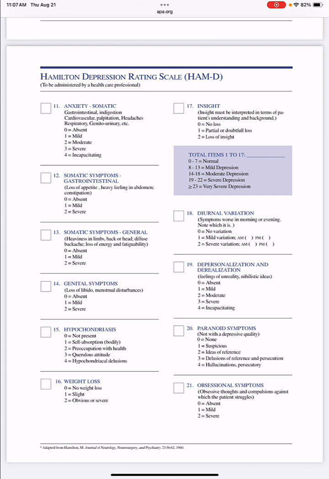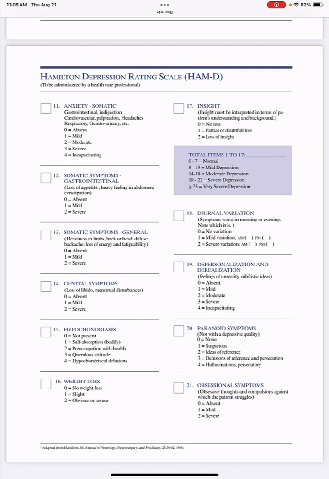Number 15, hypochondriasis, so having a score of 0 would be not present, 1, self-absorption, 2, preoccupation with health, 3, querulous attitude, 4, hypochondriacal delusions. So 3, for those who don't know, querulous definition being complaining in a petulant or whining manner. So some room for subjective interpretation here, but at least wanted to cover what that definition is, as maybe some of you have never heard that word querulous before.